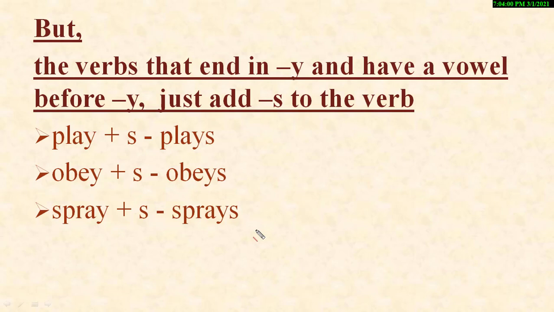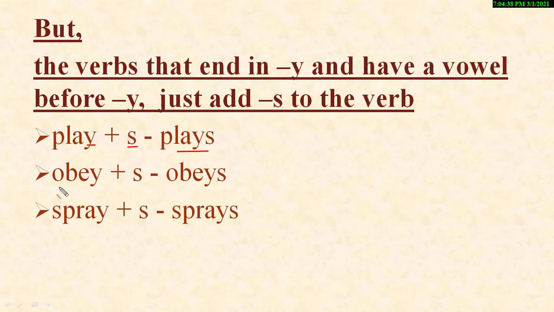Now let's see when the verb ends in y but it has a vowel before that. What are the vowels? A, E, I, O, U. These all are the vowels in English letters. So you can see the verb ends in y. It has a vowel before that. That is A. So what should we do? We should simply add s with the verb. It becomes plays. And plays is the singular verb.